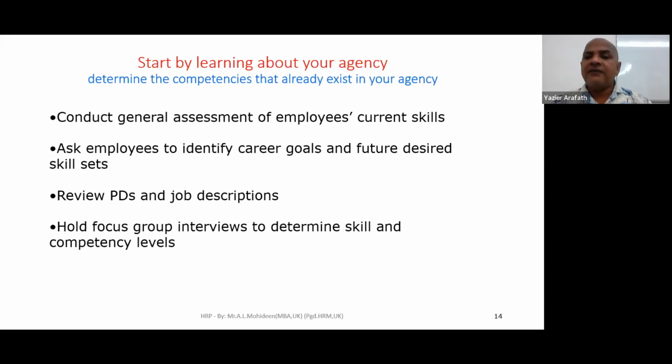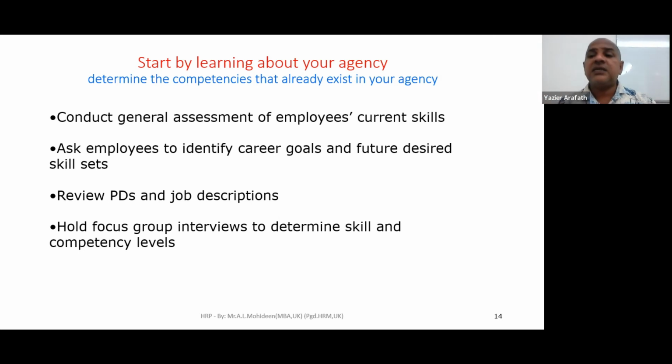And we have to start by learning about the agency, determining the competencies. We already discussed this; the competencies should be considered. Conduct a general assessment of employees' current skills. So what are the current skills of the employees? Okay. Ask employees to identify career goals and future desired skill set.